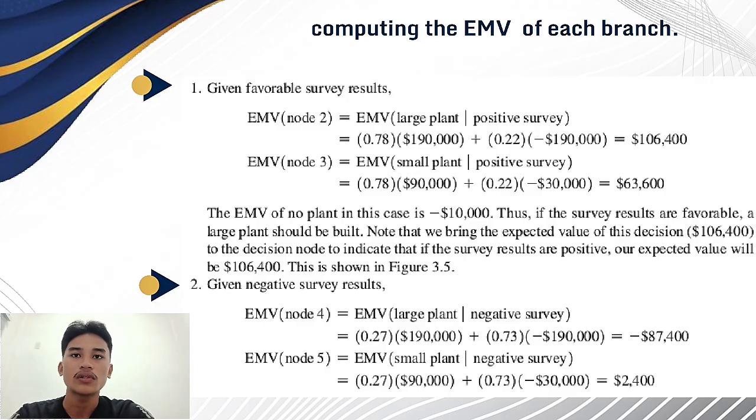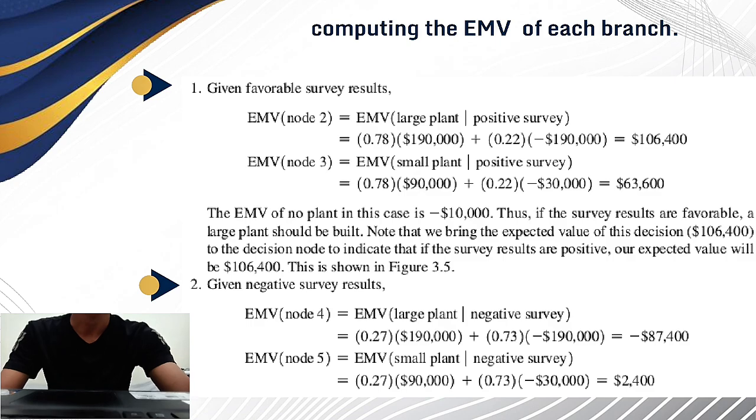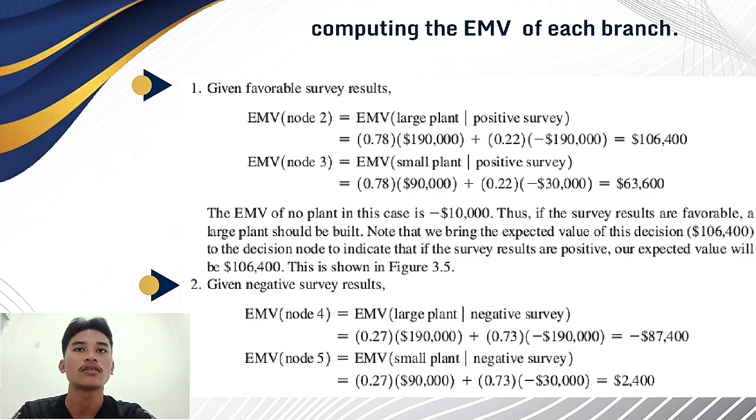So for negative survey results, from the survey results that are negative we have negative $87,400. Then next is node 5, we have $2,400. So all we have to do is to select the larger payoff for each branch or for each state of nature node.